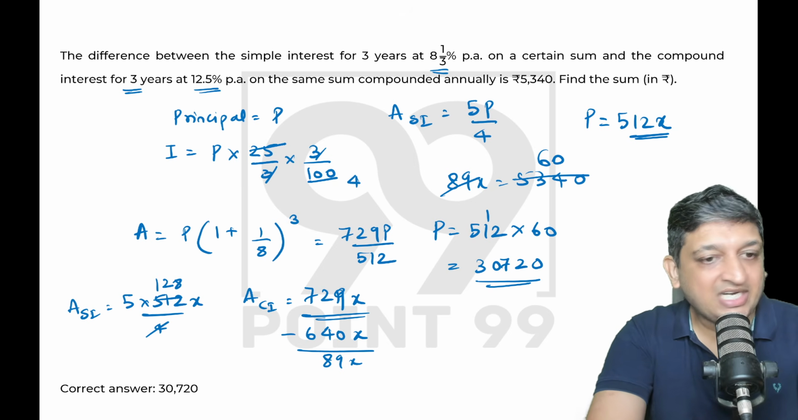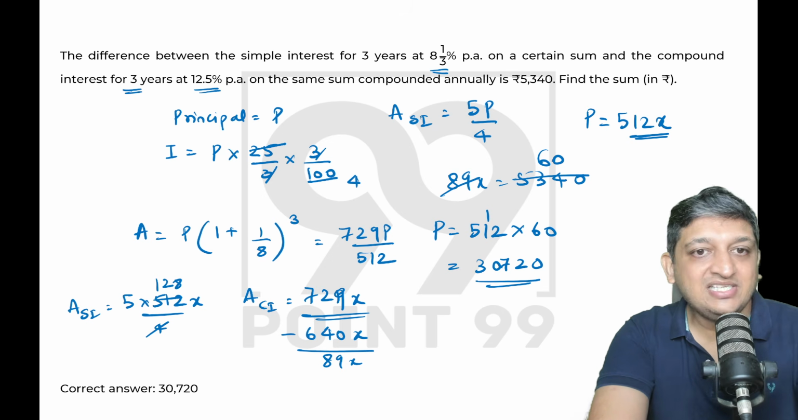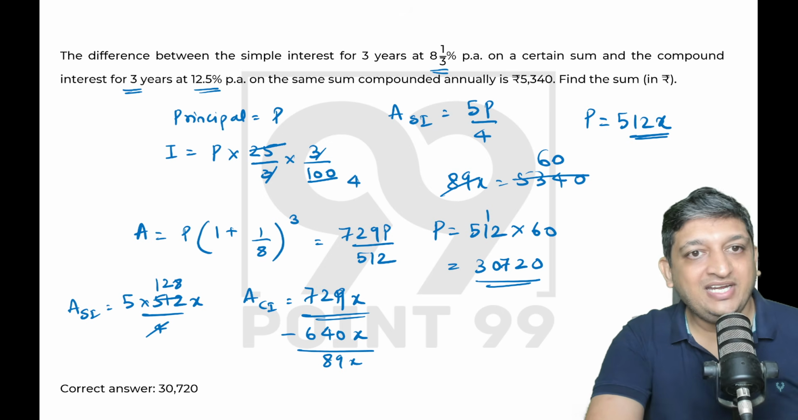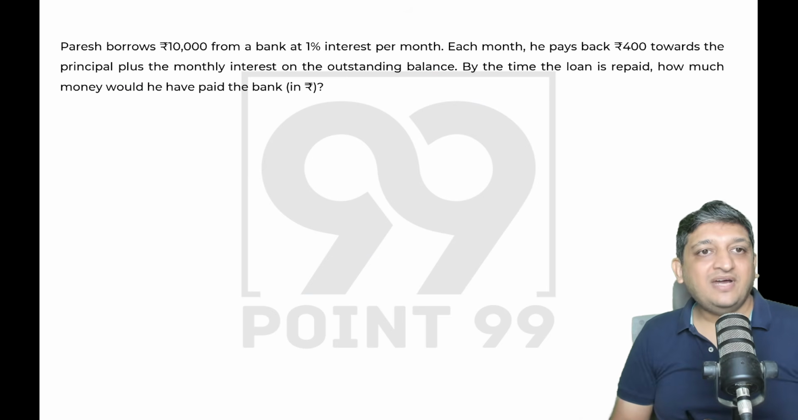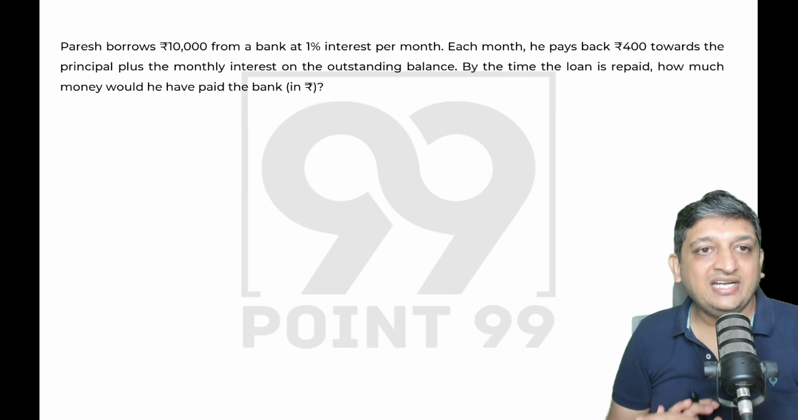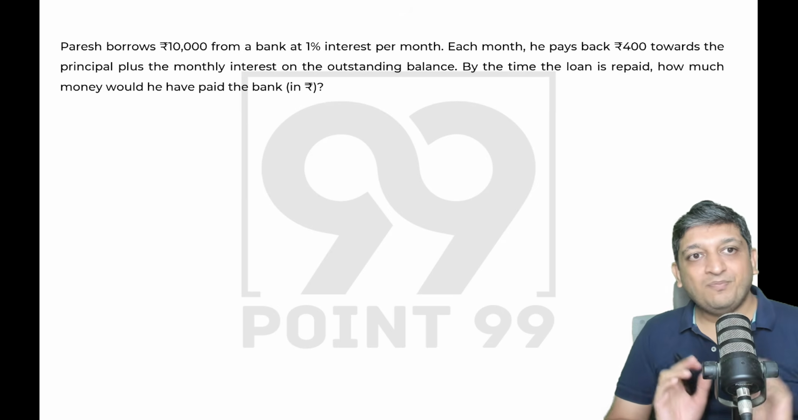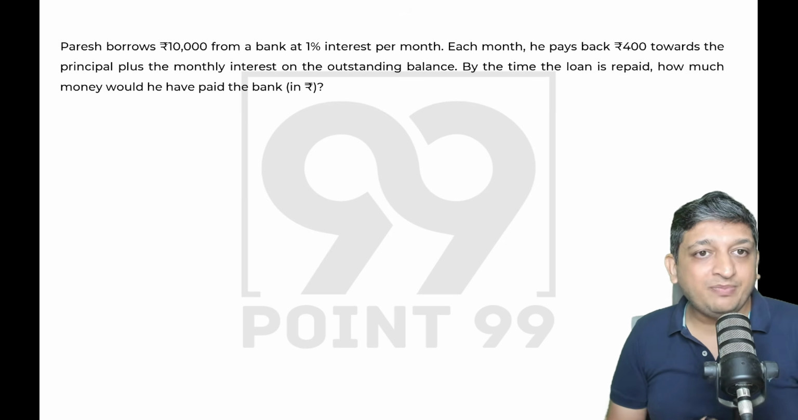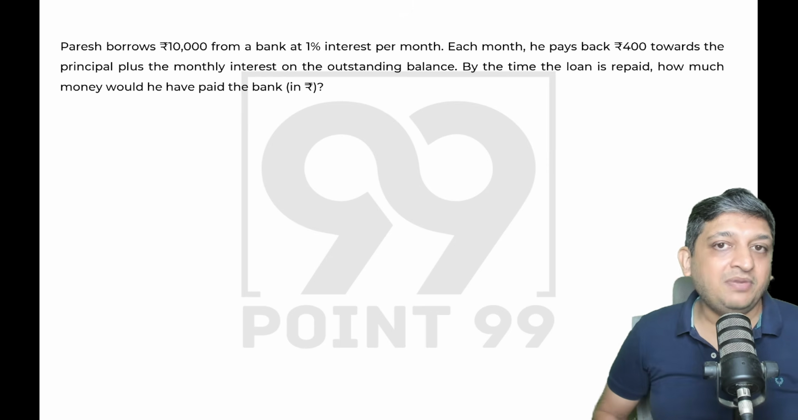So you can just check out the calculation once, you can just try this once and you would be sorted. Let's look at the next question. Look at this one, try this out on your own and then have a look at the solution that's going to follow. So Paresh borrows 10,000 rupees from a bank at 1% interest per month.